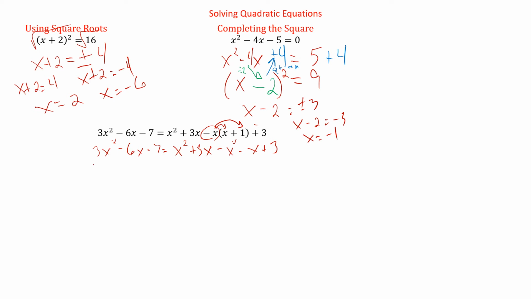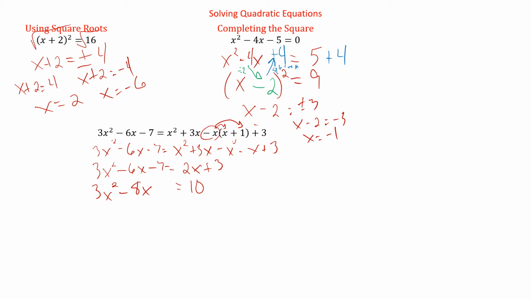Combine our like terms. 3x squared minus 6x minus 7 equals x squared minus x squared. Oh, those cancel out. 3x minus x will be a 2x plus 3. Now we want all the x's on one side and the numbers on the other. So we'll subtract the 2x, gives us 3x squared minus 8x, and then add the 7, so that'll equal 10. So notice I left my space.